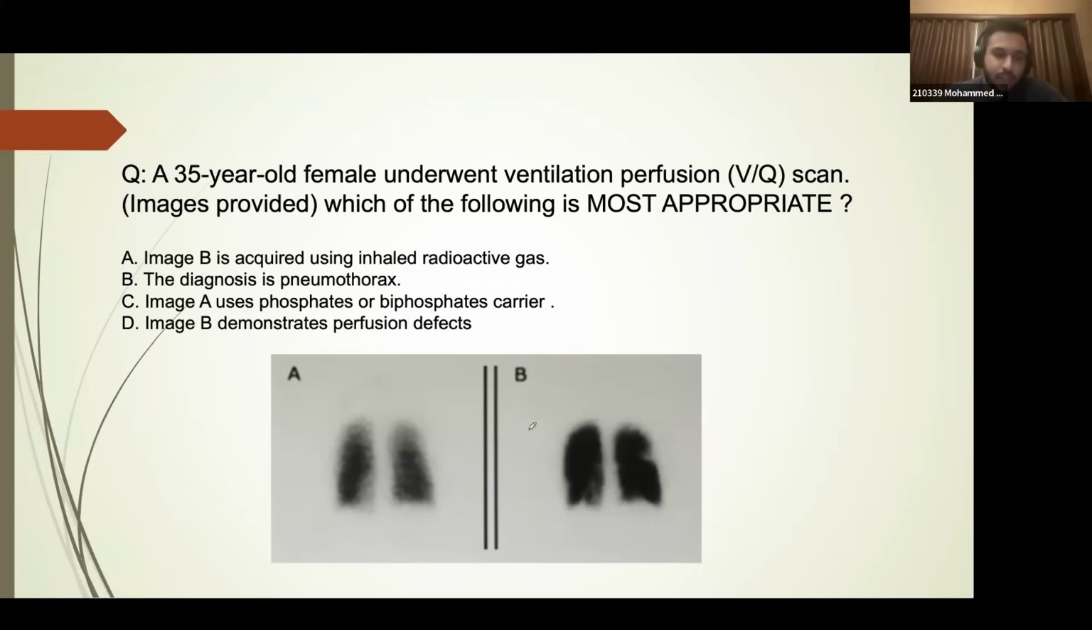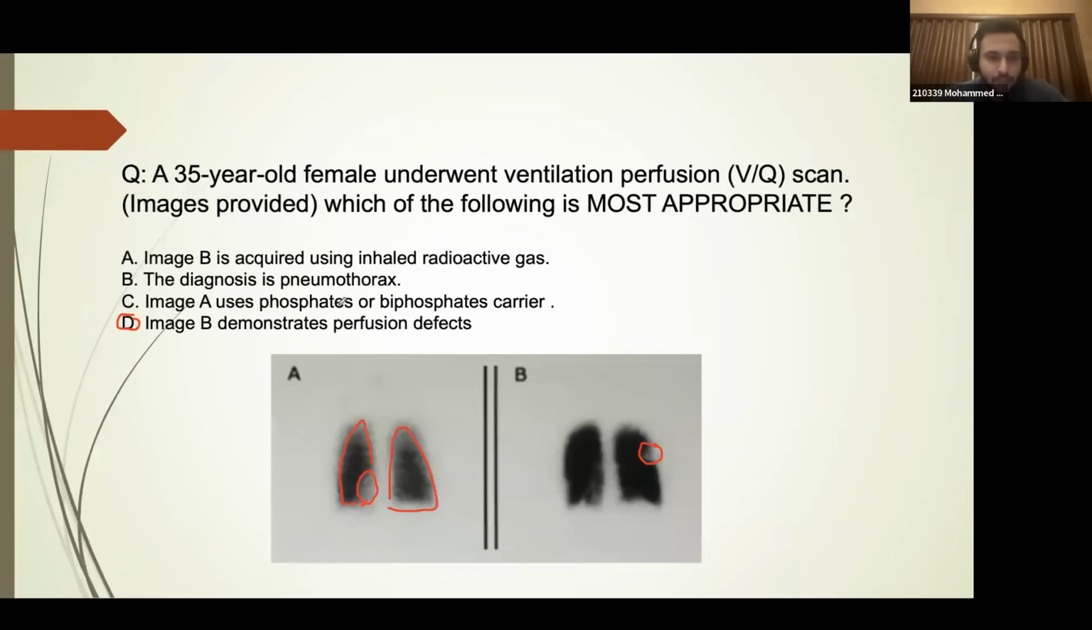Okay, the correct answer is D. Why? In image B, you can see a perfusion defect right here. This is normal ventilation. You can see clearly everything is well ventilated. This is the left lung. The reason this part is not ventilated is because the heart is there, just from the anatomy. And this is the rest of the lung. Now this is the perfusion defect.